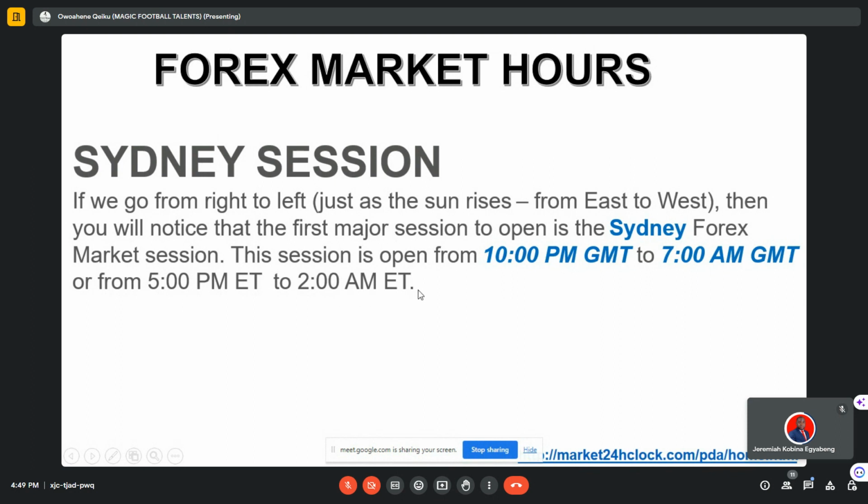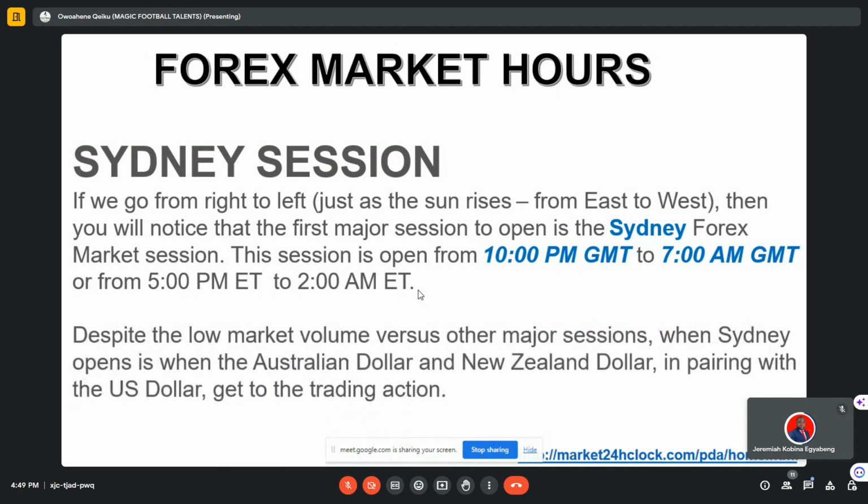Sydney is the first market, at about 10 p.m., in Australia. Despite the low market volume versus the major sessions, when Sydney opens, it's when the Australian dollar and New Zealand dollar, in pairing with the US dollar, get the trading action.